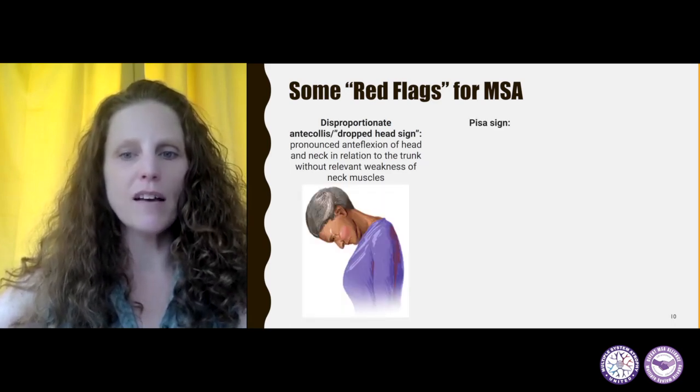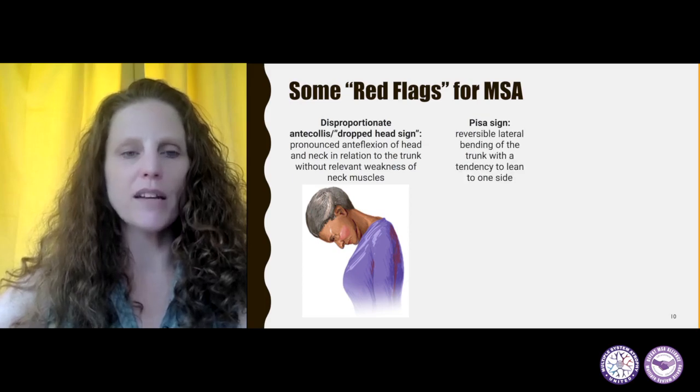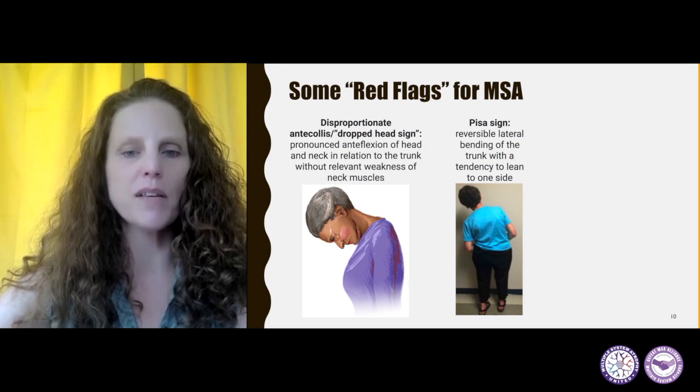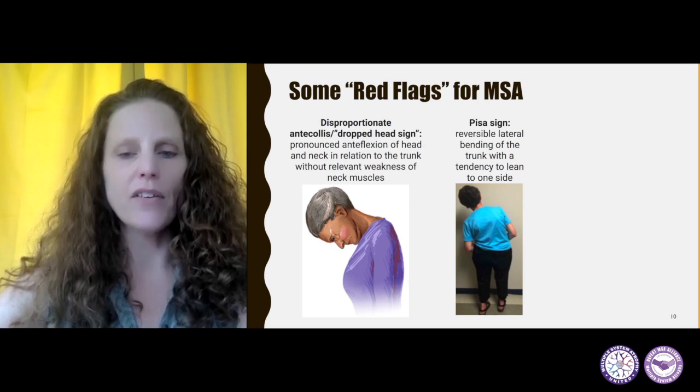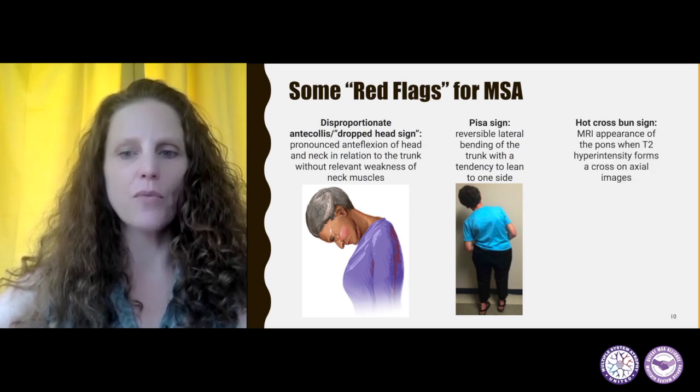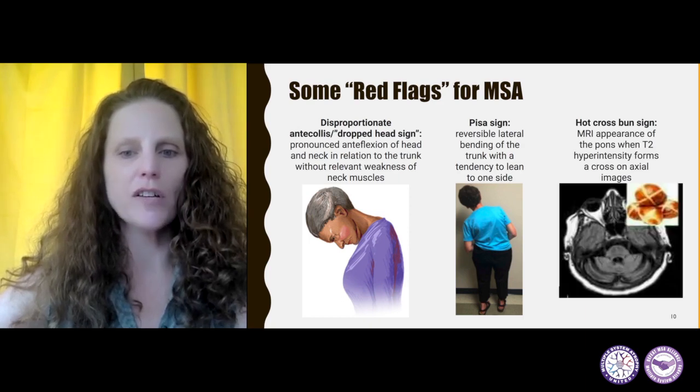The second is a Pisa sign, defined as lateral bending of the trunk with the tendency to bend to one side, like the Leaning Tower of Pisa. Finally, there's the hot cross bun sign, which is described as the appearance of a cross similar to that seen on hot cross buns, which appears on MRI in the area of the pons.